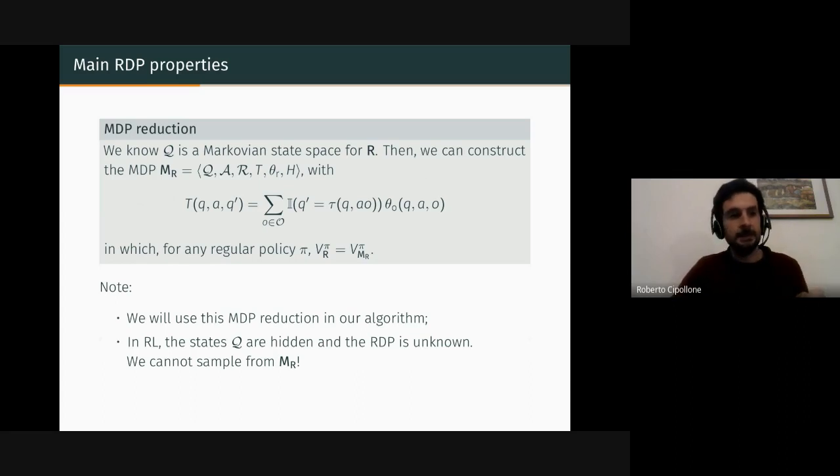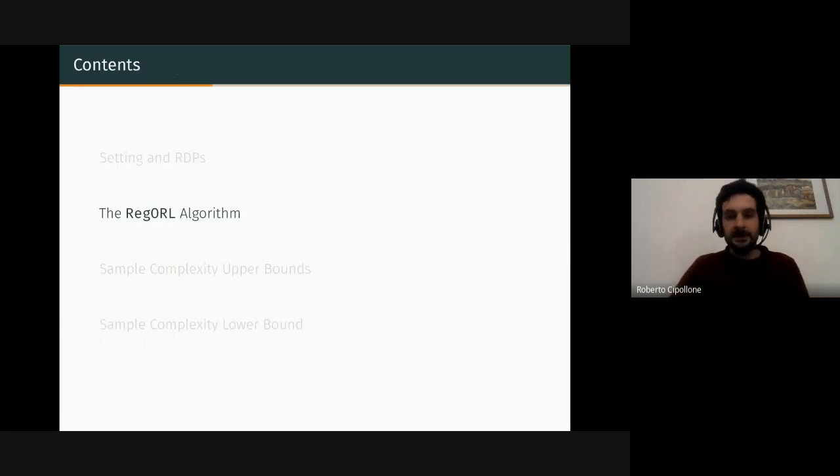But remember that this MDP cannot be simulated. We cannot sample from it because we don't know the transition function. We don't know the observation function. So if we want to do that, we'll need to learn these. That's actually the main idea inside the algorithm. So let's describe that first.